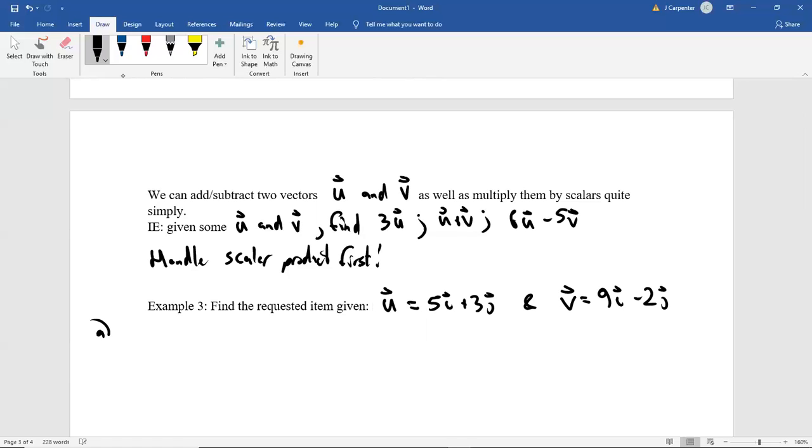So for A, what we're going to find is 3u. Again, just arbitrarily the same number. I could ask for 4u or 12u or 2u or a half u, whatever. All we do is we take the vector u and plop a 3 in front of it.